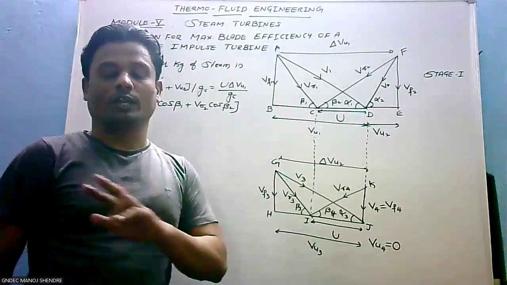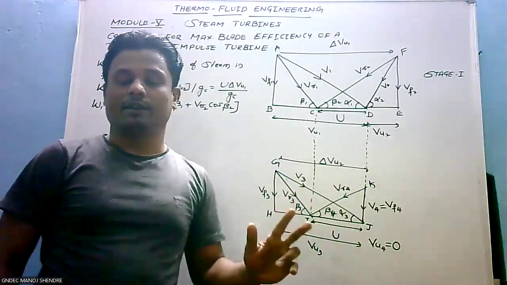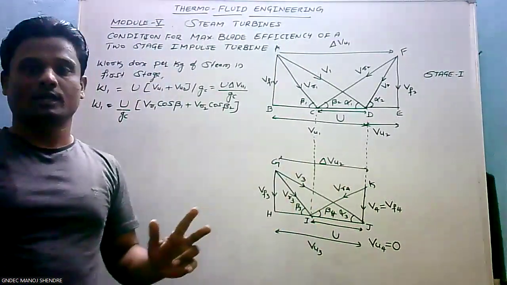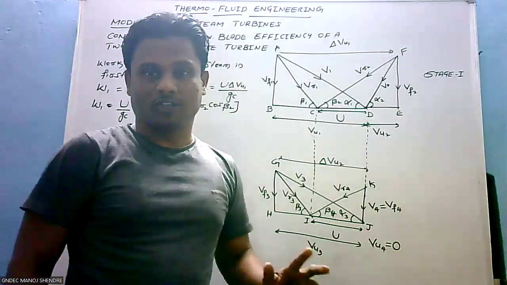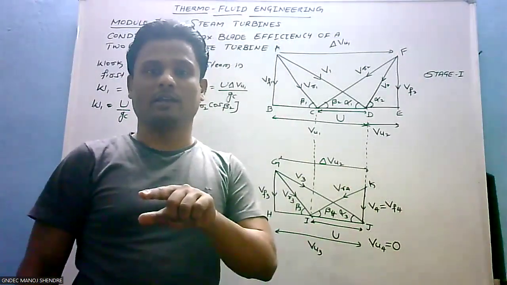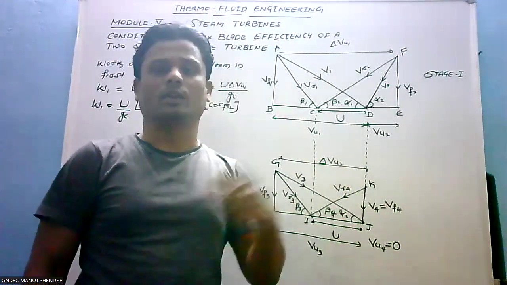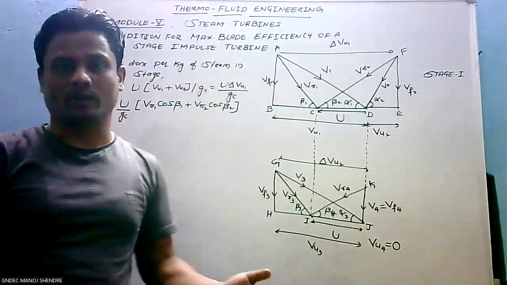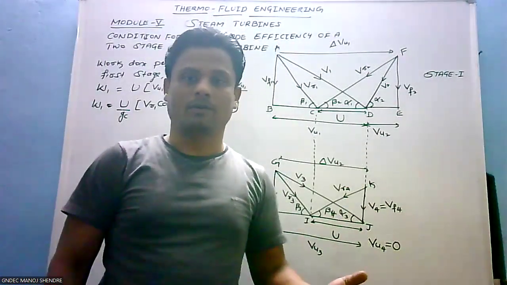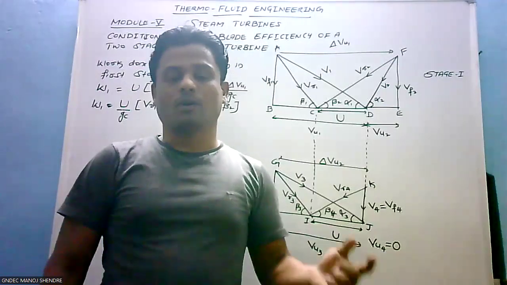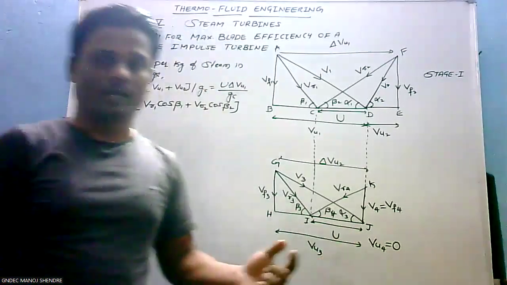Okay. A little consideration shows that, as we discussed in the earlier stages, for getting the condition for maximum blade efficiency, we have to ignore all the losses, and especially frictional losses, and all the blades are symmetrical in nature. That means inlet blade angle is equal to exit blade angle. Beta 1 equals beta 2. Alpha 1 equals alpha 2. Beta 3 equals beta 4. Right? VR1 equals VR2. VR3 equals VR4. Right?